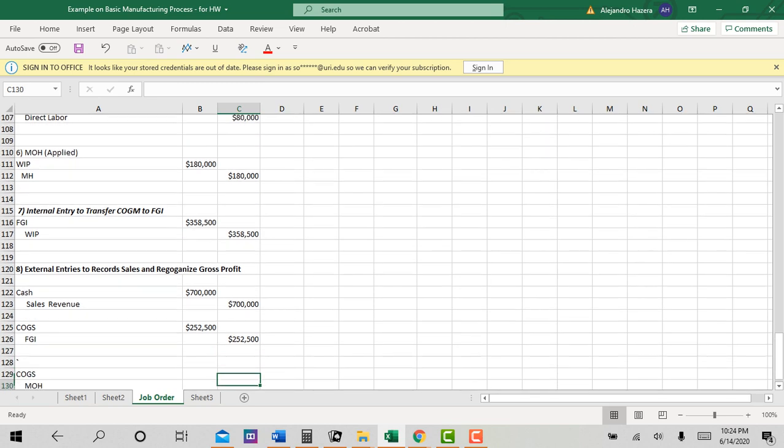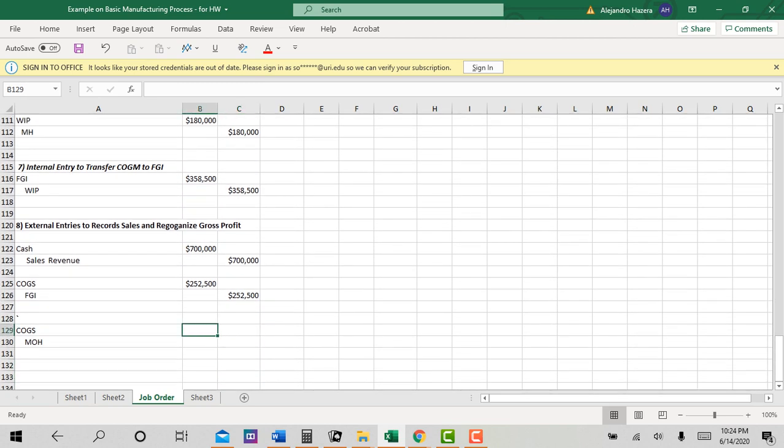And we're just about finished here. The final thing here, though, a couple of extra points, is that we need to adjust for underapplied MOH. And there's various ways to do this.